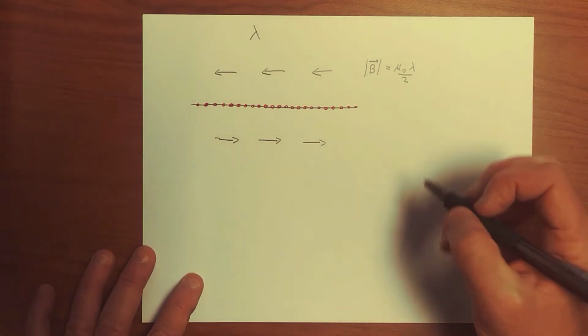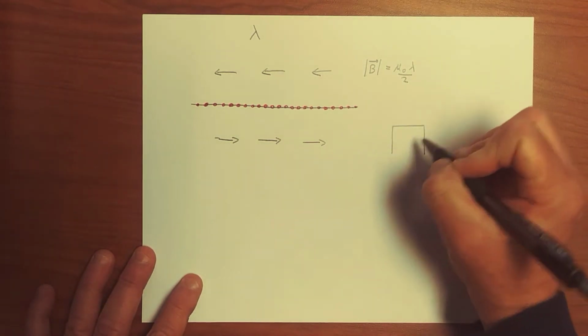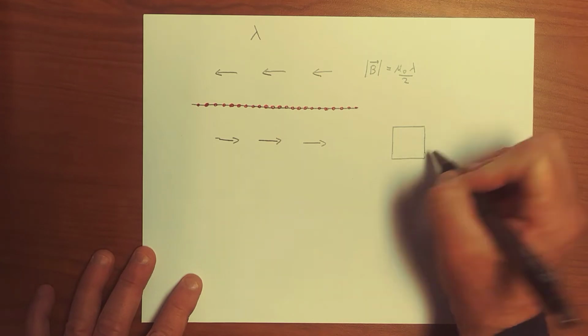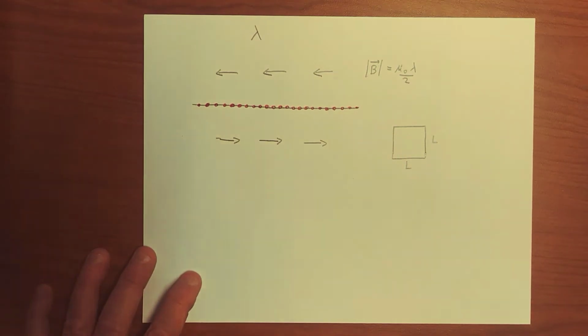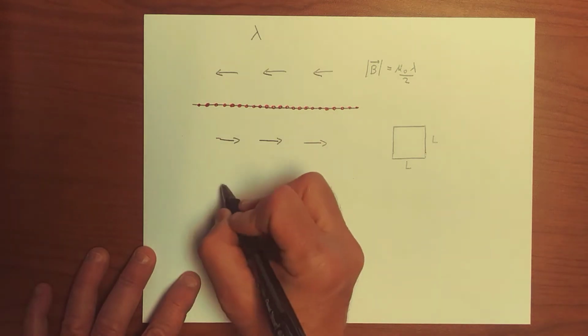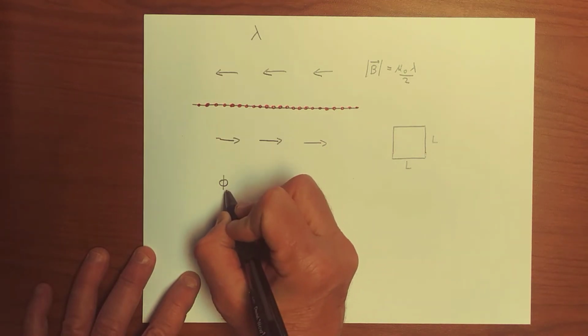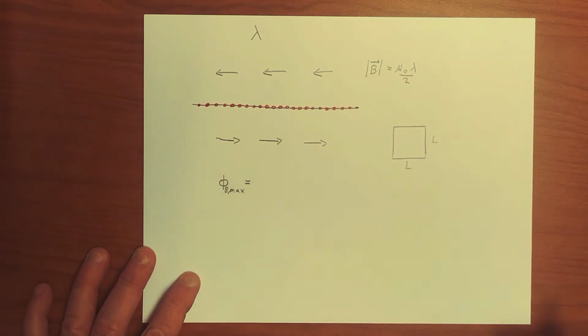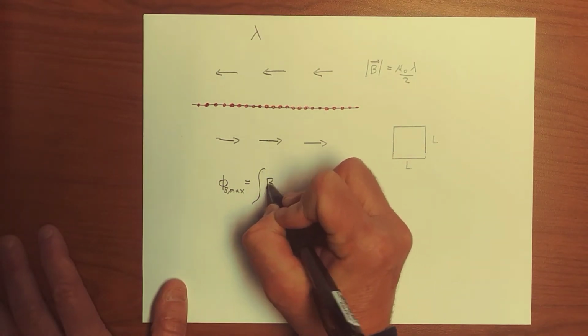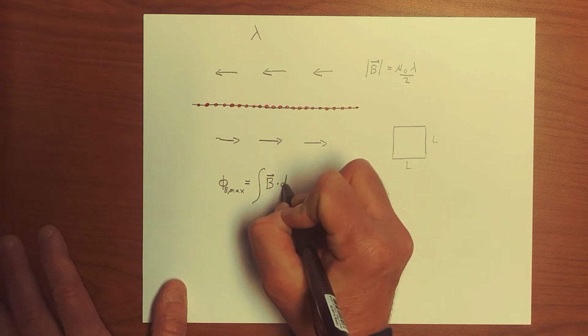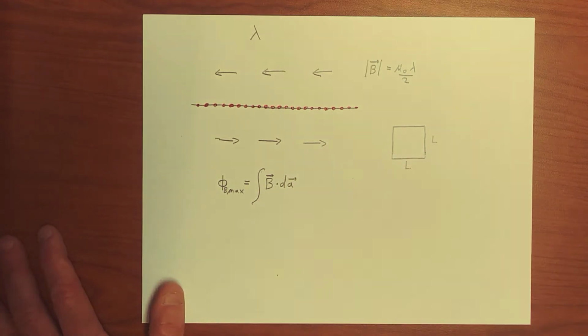And now let's consider a rectangle, or let's make it a square, so it's a square of side L, and let's consider the maximum magnetic flux that we can produce through this square. So phi B max, right, what is that? Well, it's the maximum value of this quantity, the integral of the magnetic field on the surface, and so orientation matters.